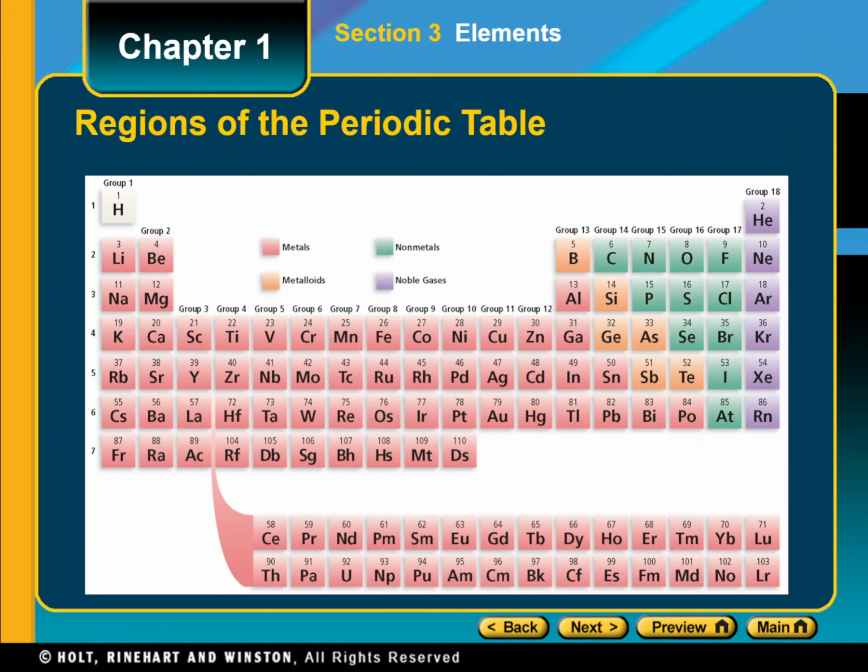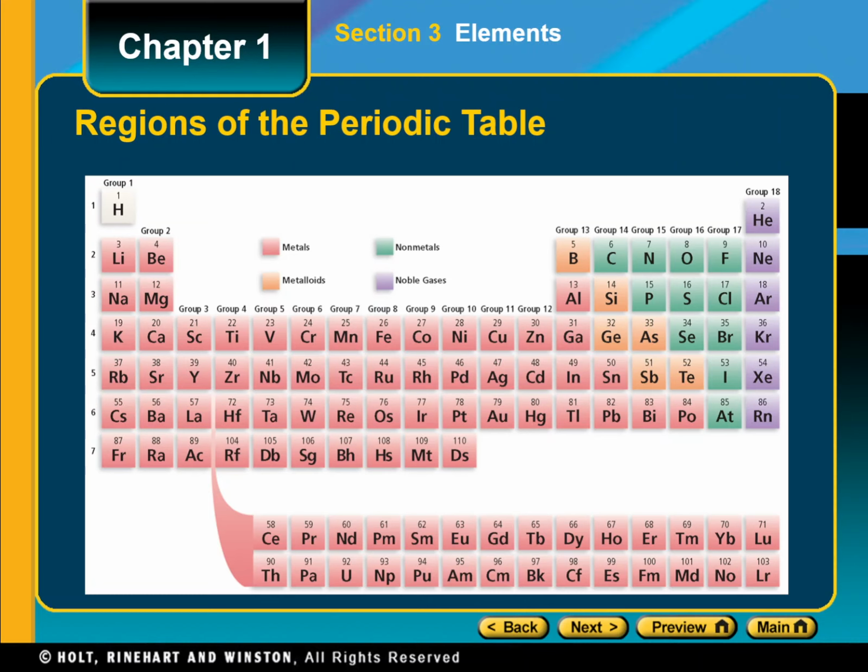First main idea. The periodic table organizes elements by their chemical properties. Each small square of the periodic table shows the symbol for an element and its atomic number. For example, the first square at the upper left represents element 1. This element has the symbol capital H and is called hydrogen.